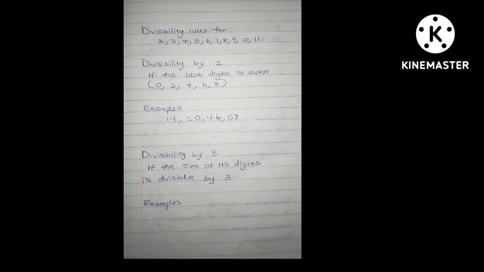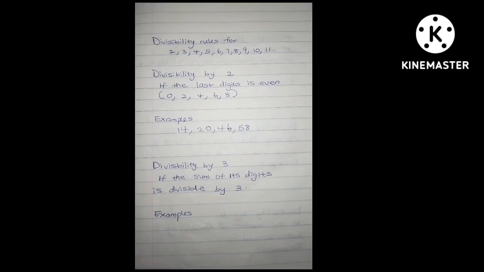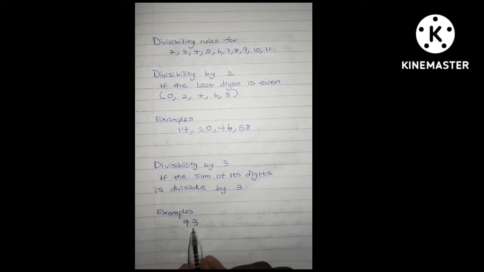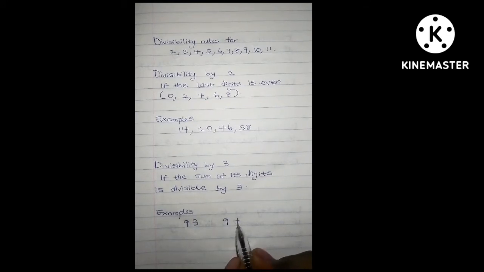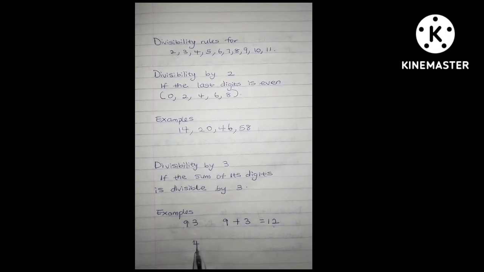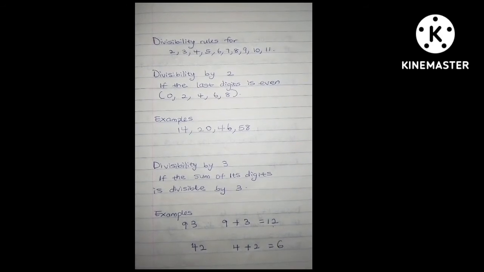Alright, the next, divisibility by 3. For us to know if a number is divisible by 3, the sum of its digits must be divisible by 3. And examples of such numbers, we have 93. Now let's add the sum of this: 9 plus 3, which is equal to 12. And 12 is divisible by 3. Another number is 42. When we add 4 plus 2, we're going to have 6, and 6 is divisible by 3.